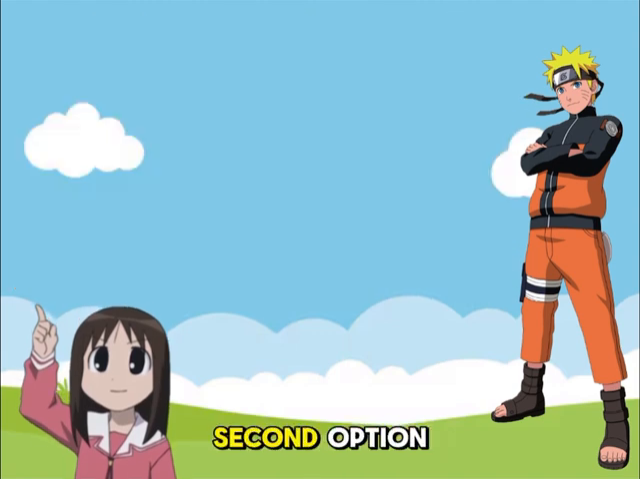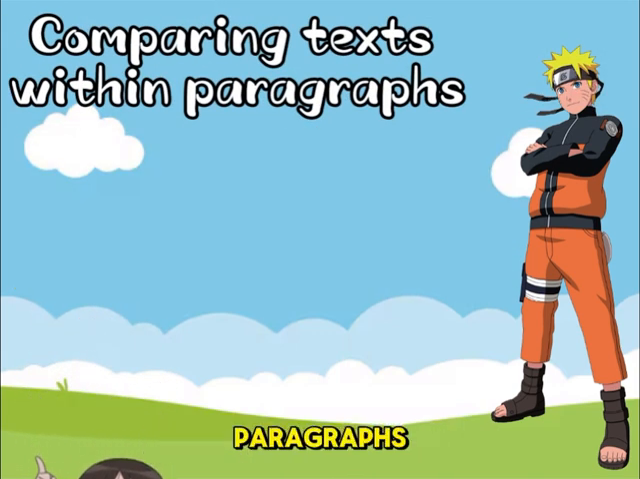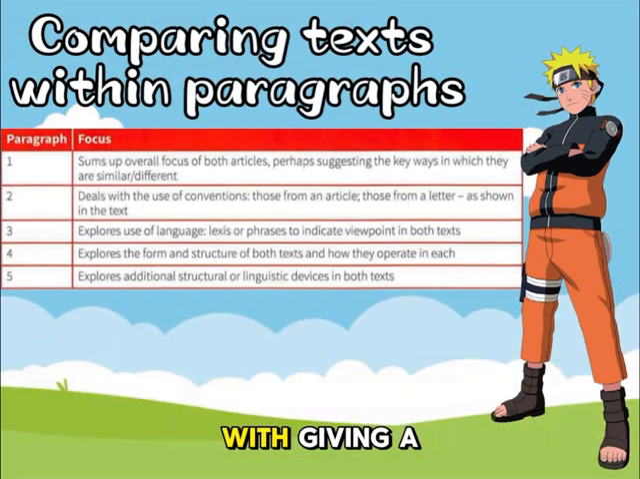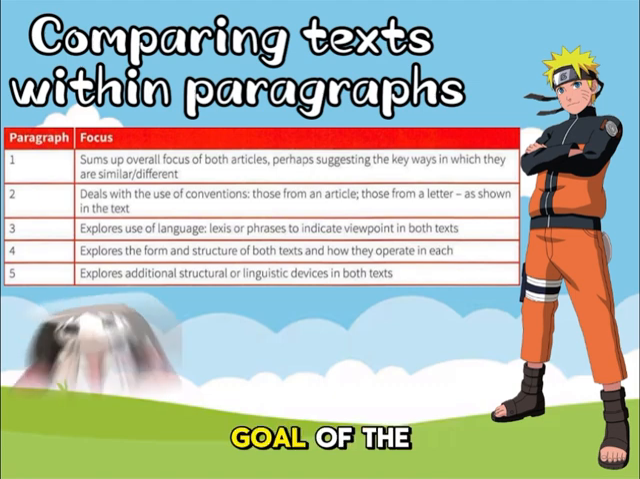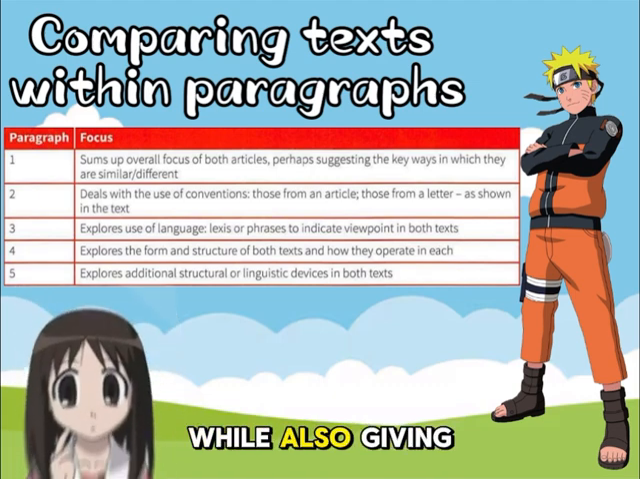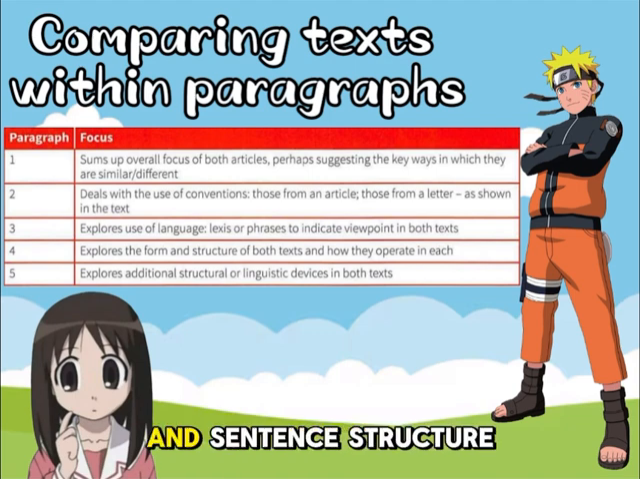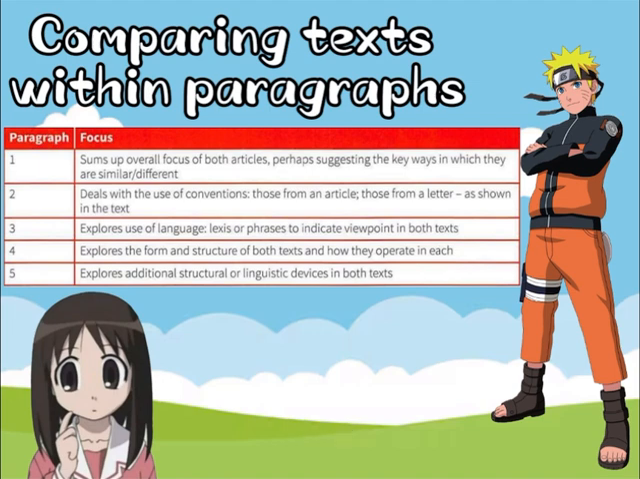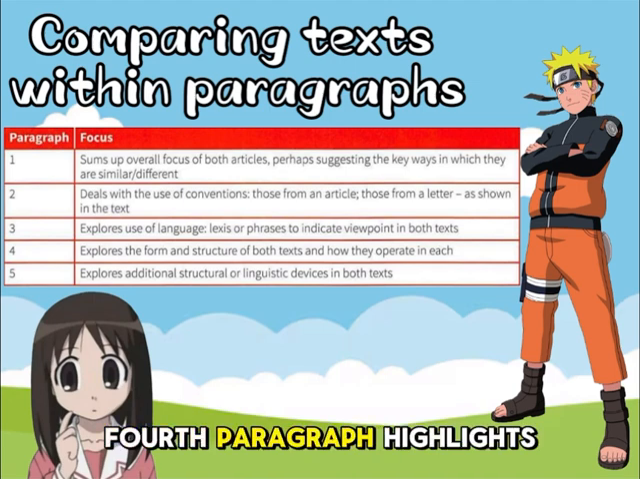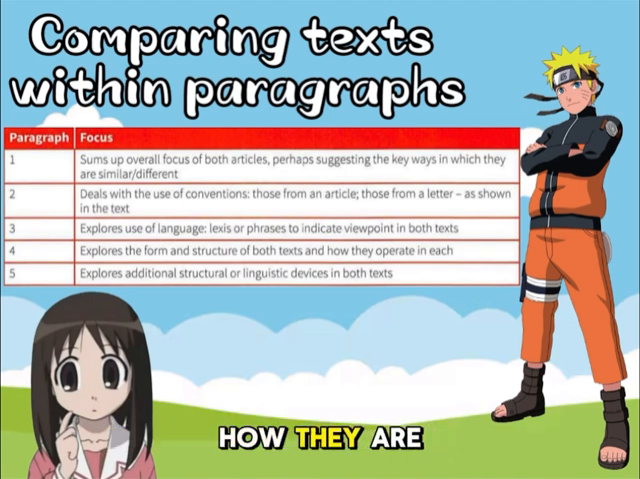What's next? The second option, comparing texts within paragraphs. This method begins with giving a broad summary of the main goal of the 2 texts, while also giving broad comparisons. The second paragraph goes over the grammar and sentence structure of the 2 texts. Third paragraph sets up use of language and word choice between the 2 and their context. Fourth paragraph highlights the structure, how they are different, and why they are needed in situations. Lastly, explore the literary devices in each text.